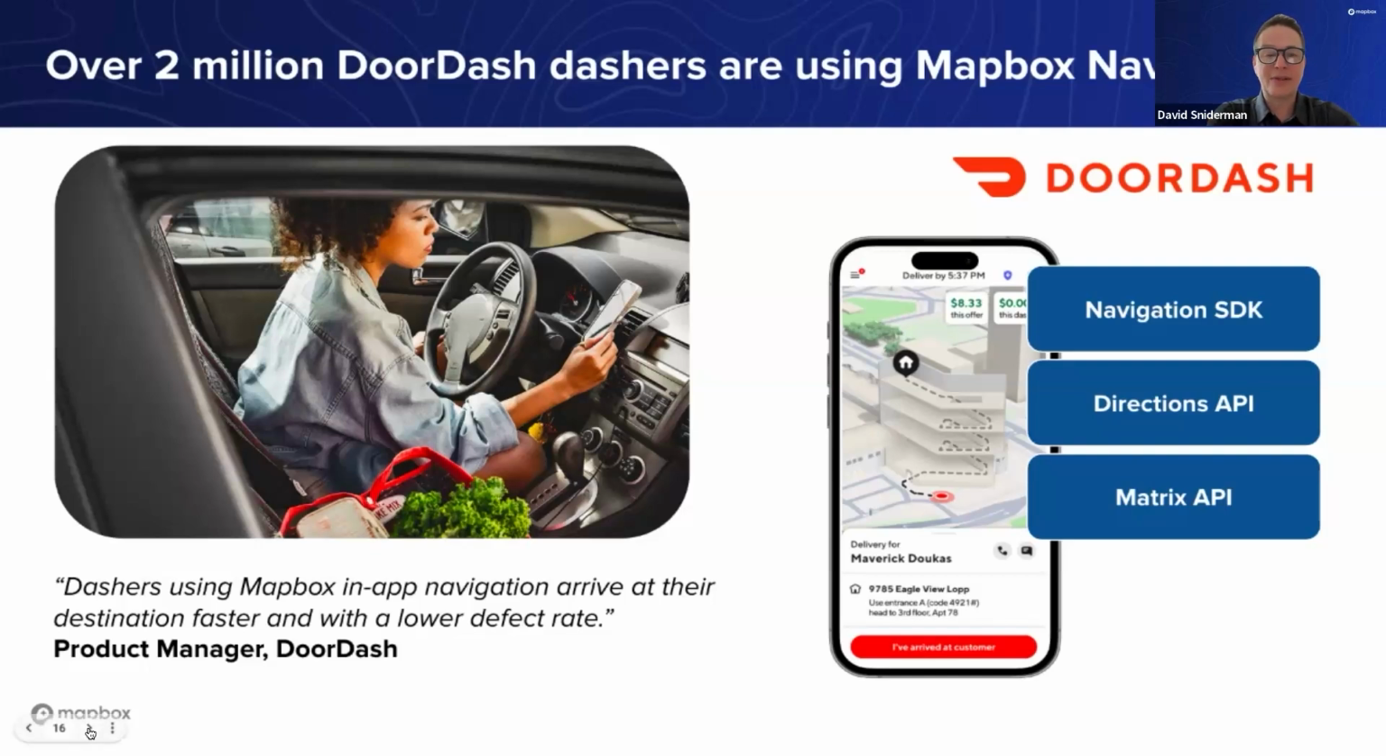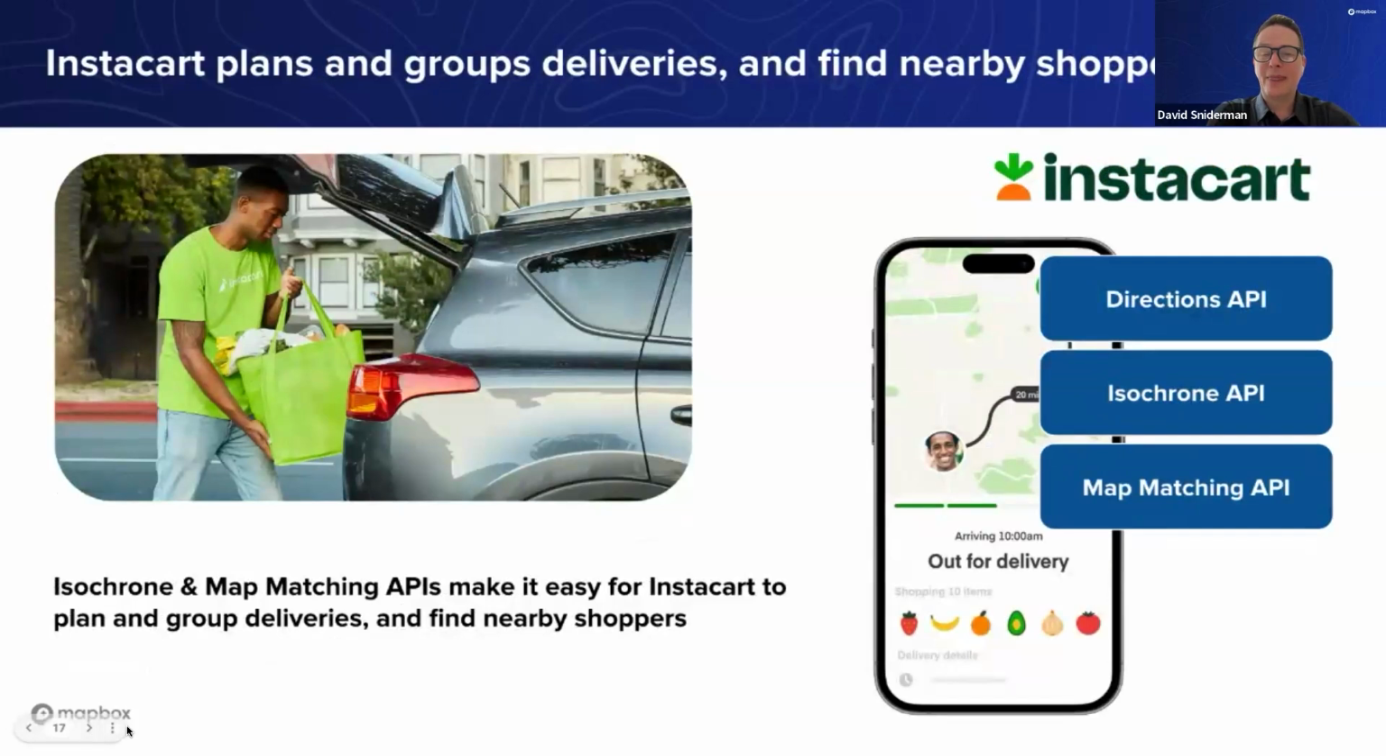We go to the next one. I'll talk about this one a little bit too. Instacart. So it's a similar type of business. This is delivering groceries. And they're using a combination of the Directions API, the Isochrone API, and map matching. And they also have a mobile app, but the reason they're using these APIs from us is a way to map drivers to jobs that need to be done.